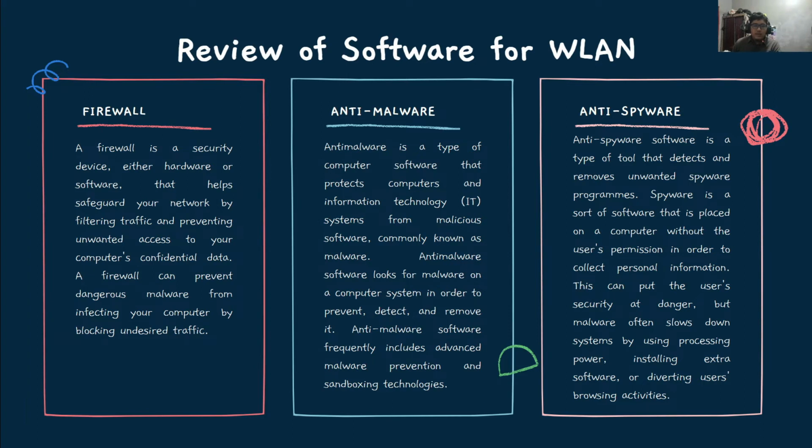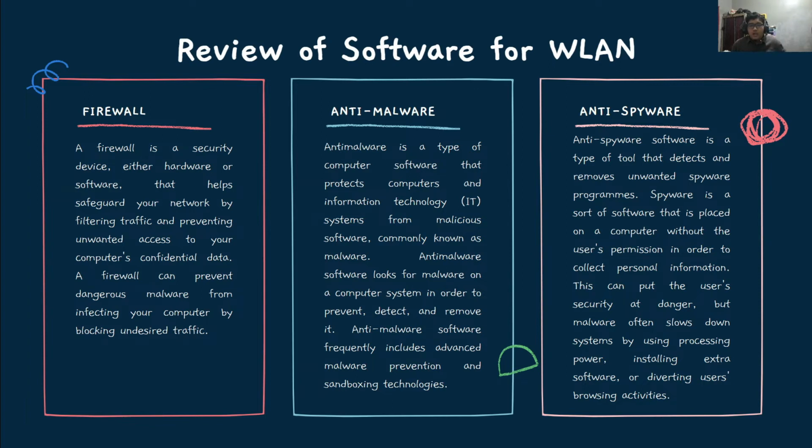Next is anti-malware. Anti-malware is a type of computer software that protects computers and information technology systems from malicious software, commonly known as malware. Anti-malware software looks for malware on the computer system in order to prevent, detect, and remove it. Anti-malware also frequently includes advanced malware prevention and sandboxing technology.